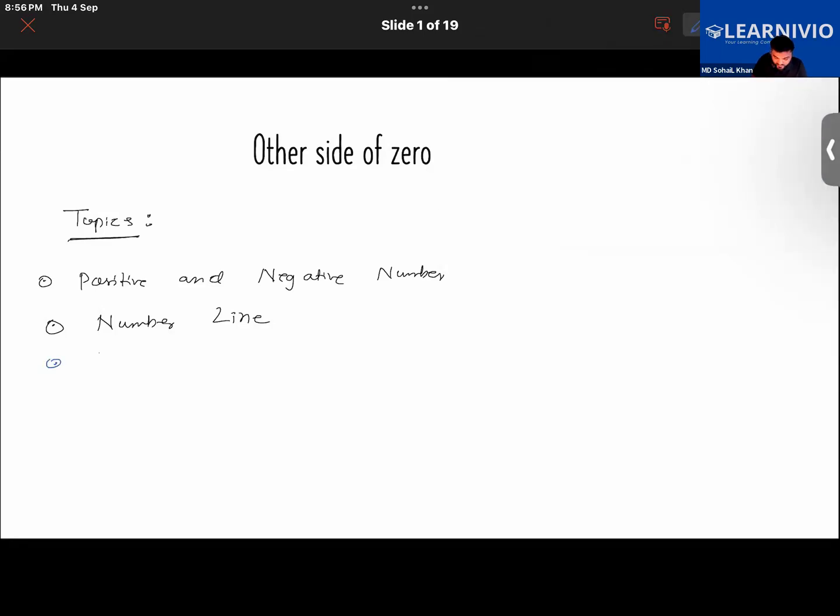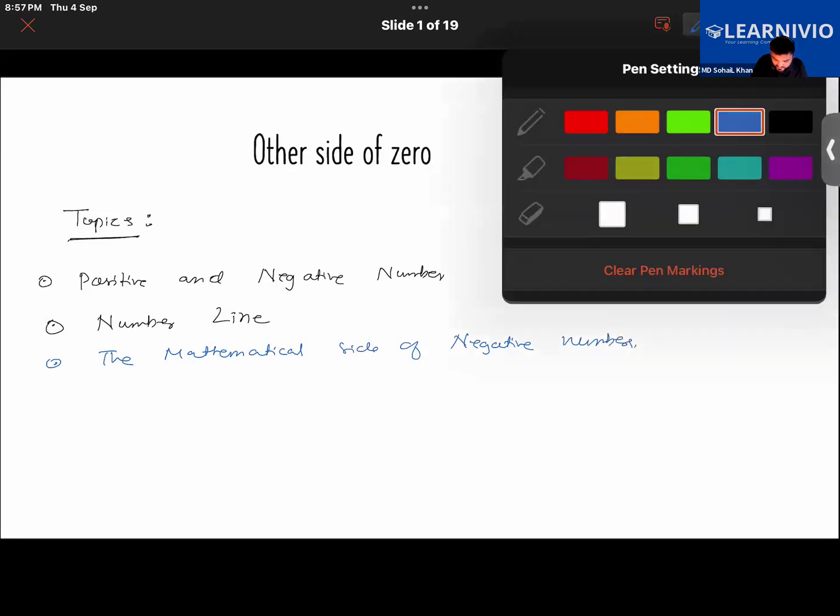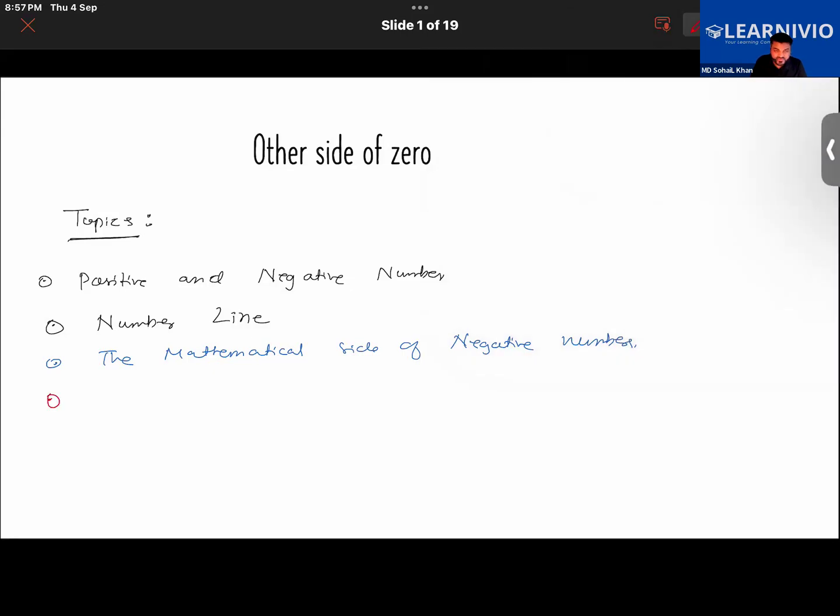You guys are supposed to write it down, okay? The mathematical side of negative numbers. This topic is there to be learned. We will be learning how they are as essential as positive numbers. Under this, we will be learning about addition and subtraction of the negative numbers.